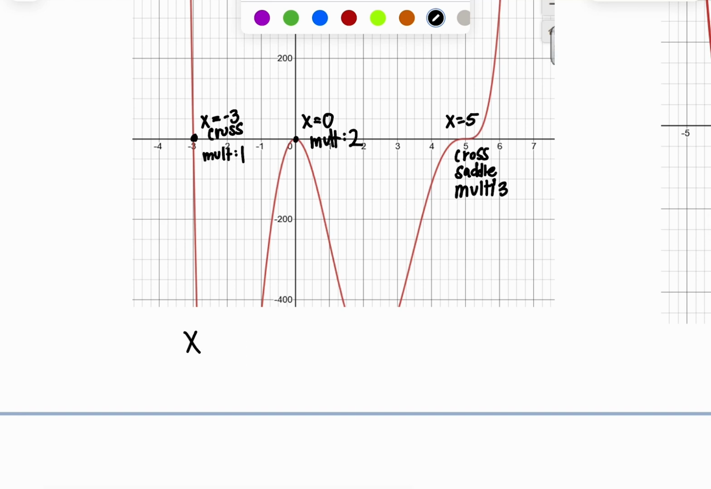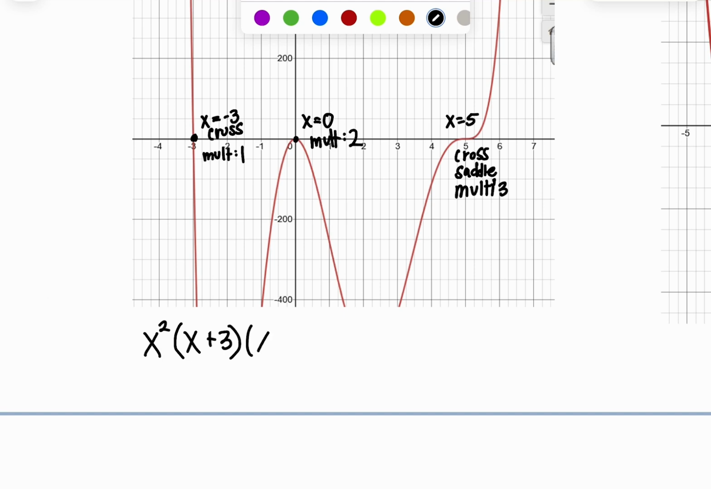So looking at x plus 3, which is this first one, this has a multiplicity of 1, which means this has an exponent of 1. I'm not going to write that. And then for x equals 0, that can just be an x. And since it has a multiplicity of 2, that's an x squared.